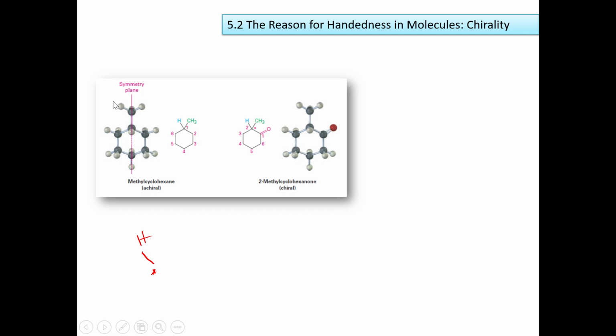We can take a look at this molecule. This molecule is a cyclohexane that has a substitution in the 1 position. Is this chiral? Obviously not. Why not? Because we have a plane of symmetry that converts one side into the other. That means this molecule is not chiral. However, if we put a carbonyl group here, we are breaking the symmetry. That means that this side is now different from this other side, and the molecule becomes chiral.